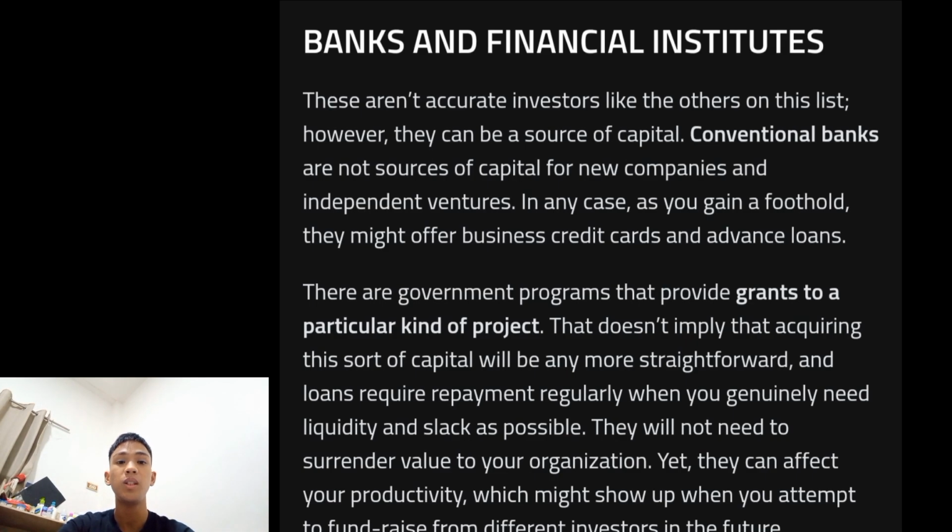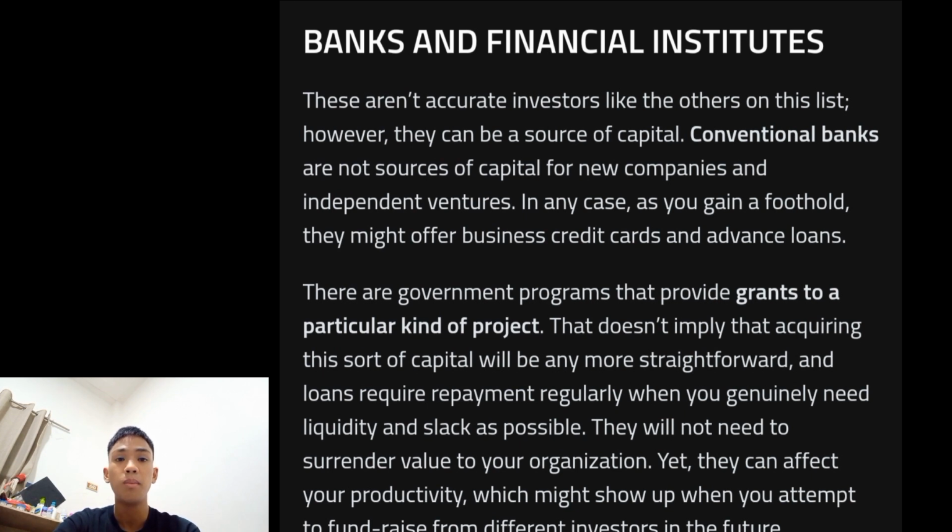Banks and financial institutes. These aren't exactly investors like the others on this list. However, they can be a source of capital. Conventional banks are not sources of capital for new companies and independent ventures. In any case, as you gain a foothold, they might offer business credit cards and advance loans.